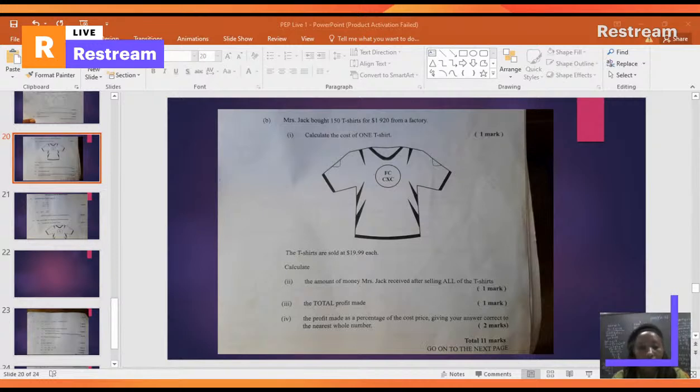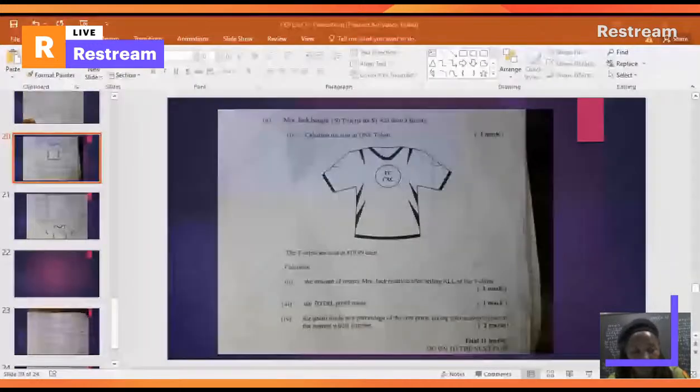All right, so we get the unit value, and that's the term we use. It's asking how much for one. The unit value is the total cost divided by how many. So it's 1,920 divided by 150, and that is $12.80. That's the cost for one shirt, right?